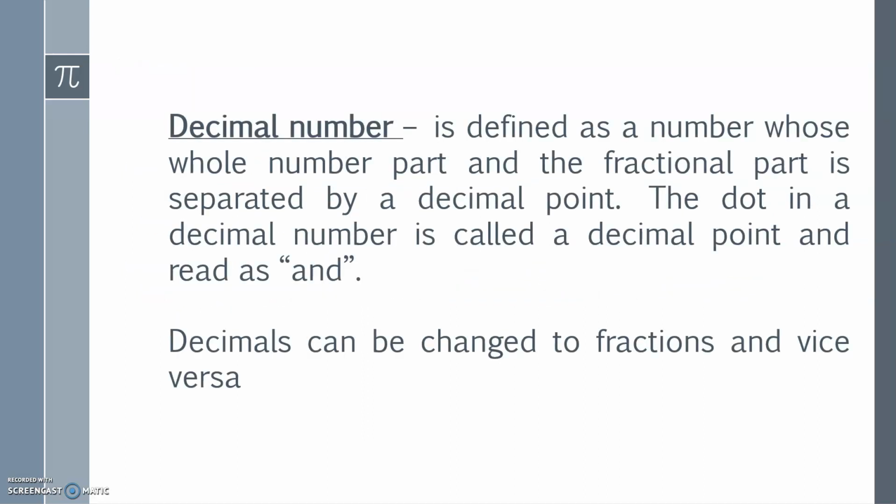So, ano ba yung decimal number? A decimal number is defined as a number whose whole number part and the fractional part is separated by a decimal point. The dot in a decimal number is called a decimal point and read as "and". Decimals can be changed to fractions and vice versa.